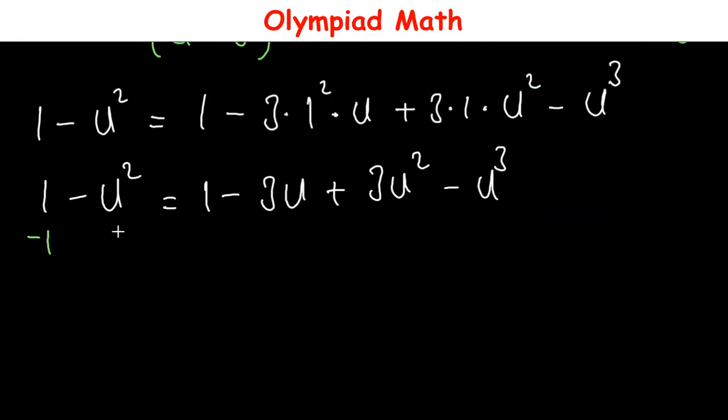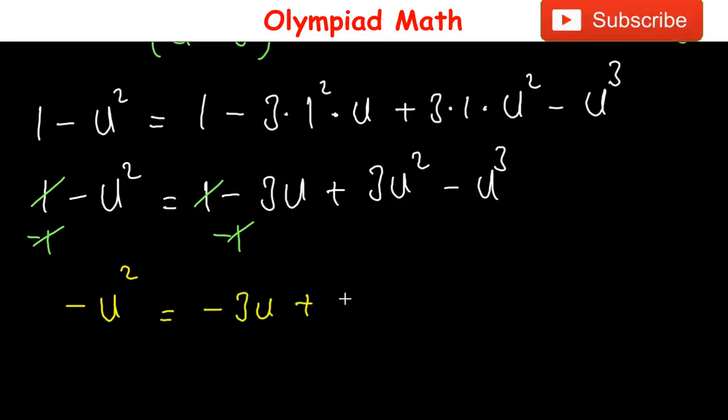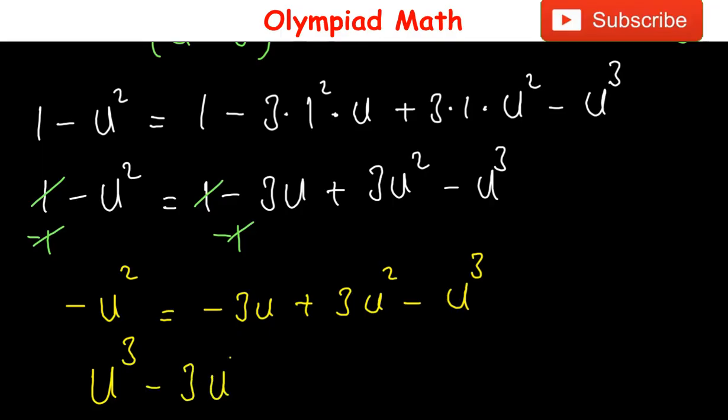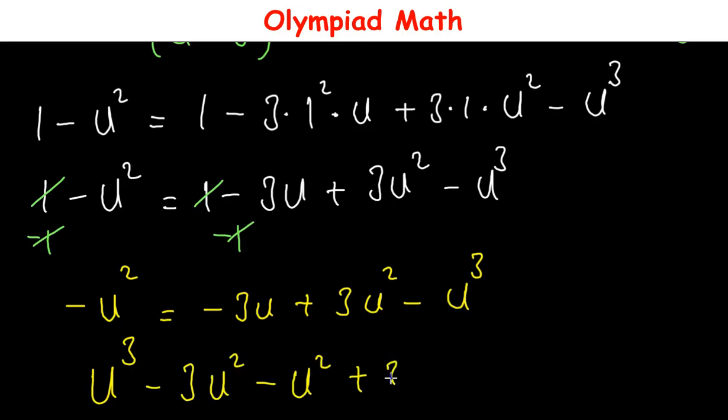Next, subtract 1 from both sides of the equation. So 1 will cancel minus 1. We then have the equation as minus u squared is equal to minus 3u plus 3u squared minus u raised to power 3. So if we then rearrange this equation, we have u raised to power 3, then minus 3u squared, then we have minus u squared plus 3u, and this equals 0.